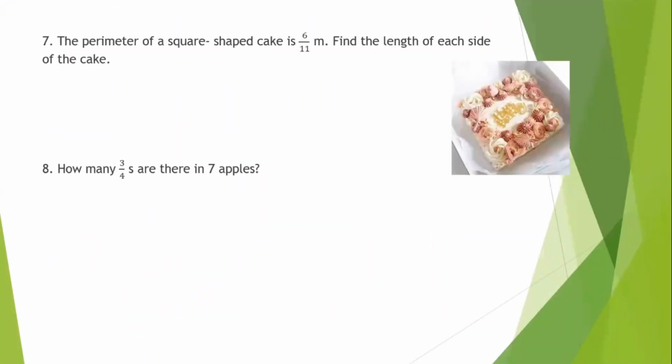7. The perimeter of a square-shaped cake is 6 over 11 meters. Find the length of each side of the cake.